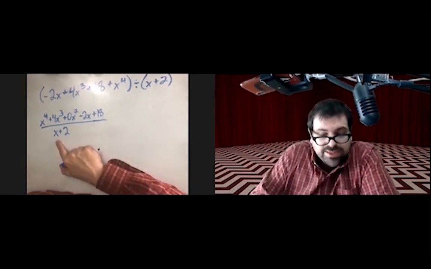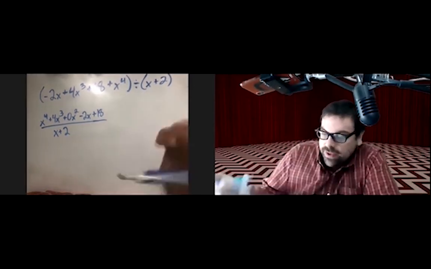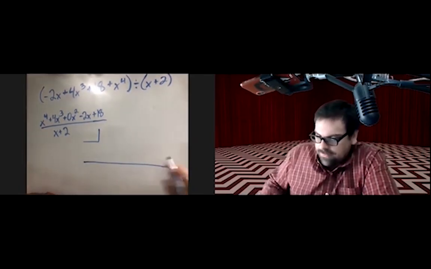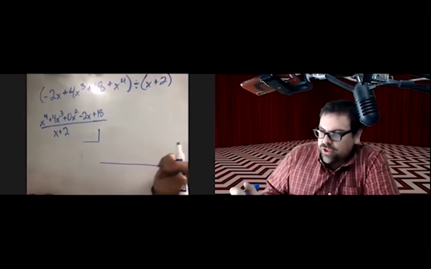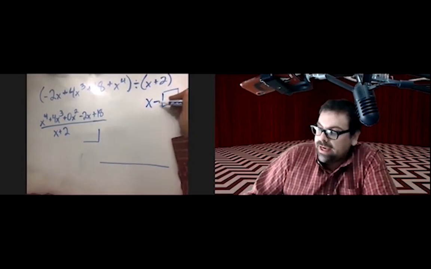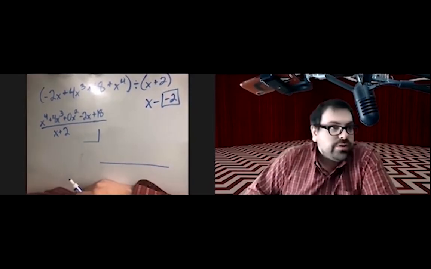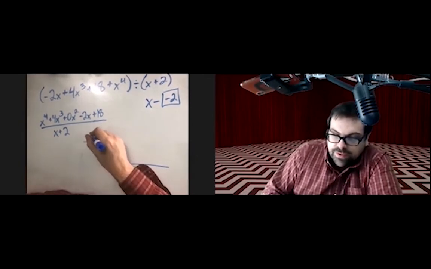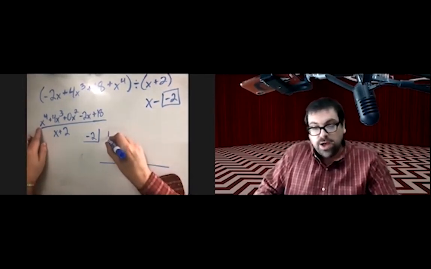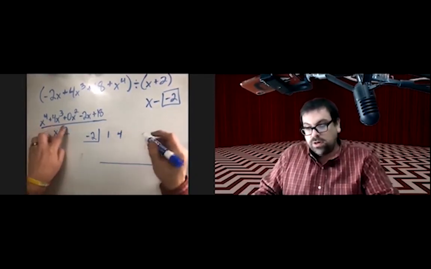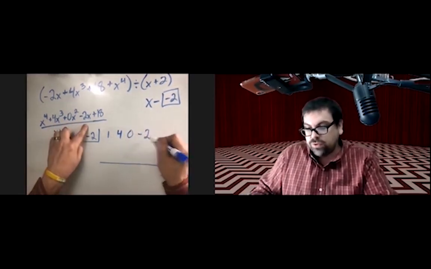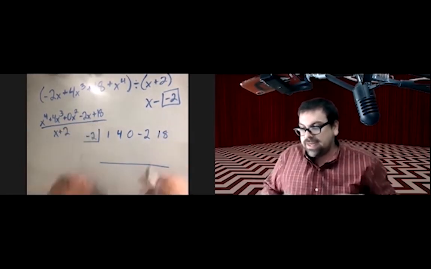We're dividing by just an x plus something or an x minus something. So we can go ahead and use synthetic division. The question is divided by x minus what? It would be x minus negative 2 to give us our x plus 2. Negative 2 goes in the box. Our coefficients, 1, 4, 0, negative 2, positive 18.